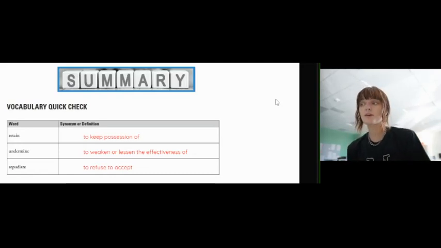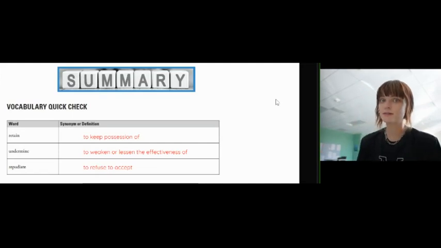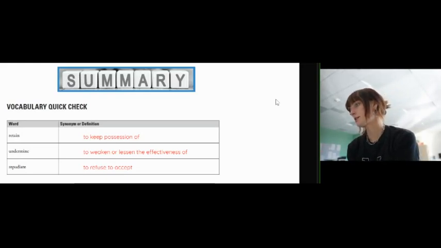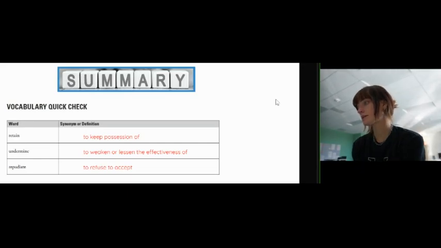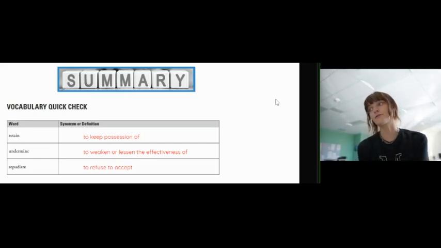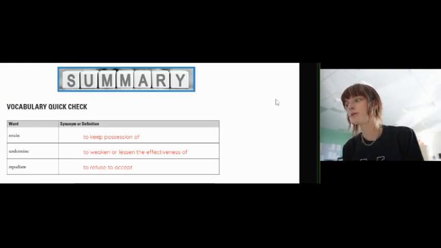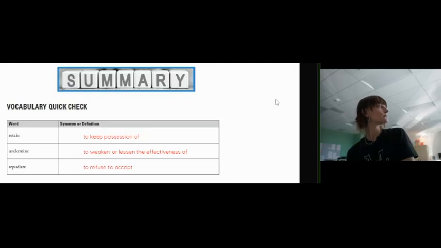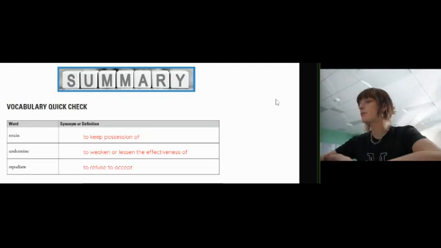The vocabulary words of the week are retain, which is to keep possession of. So I retain my charger every day. And the second word is undermine, so to weaken or lessen the effect. Third is to repudiate, which is to refuse to accept. I'm not sure about that one. Come up with your own example for that.